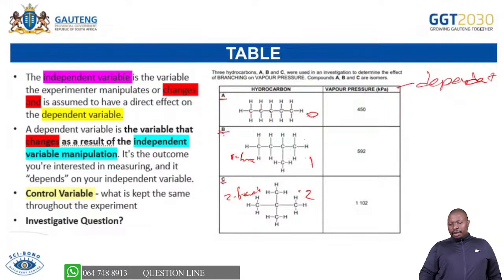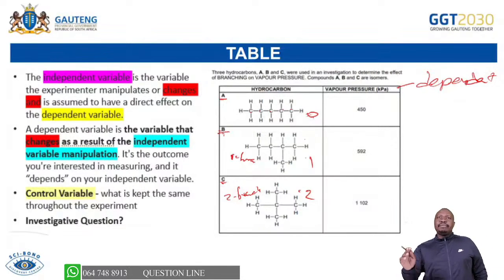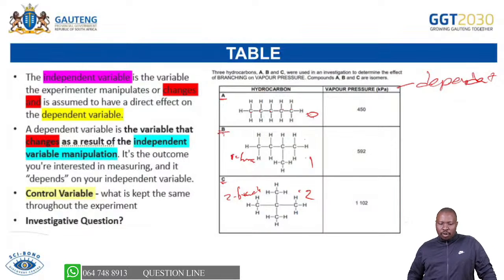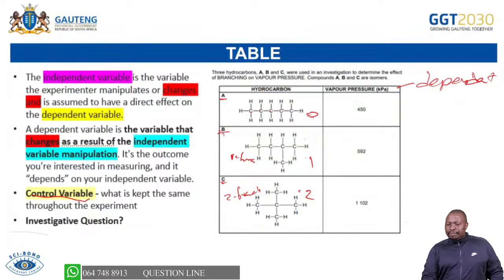Then you are able to see, okay, what is the dependent? It's vapor pressure. What is the independent? We said what is changing is the number of branches. Some will say it's the surface area. As the surface area decreases, the vapor pressure is increasing. So you are able to see all these things, and you are able to answer all these questions, and you are enjoying yourself, I hope. What is remaining the same? What are we controlling? What is the same here? They belong to the same homologous series. Don't make the mistake of thinking that our independent variable is hydrocarbon. No, it couldn't be hydrocarbon.